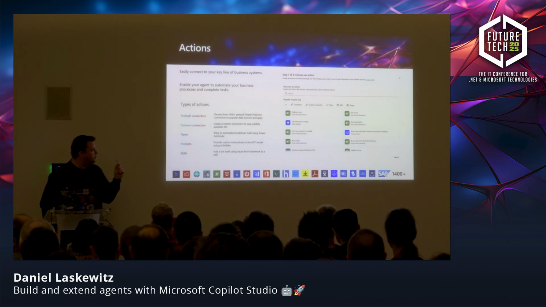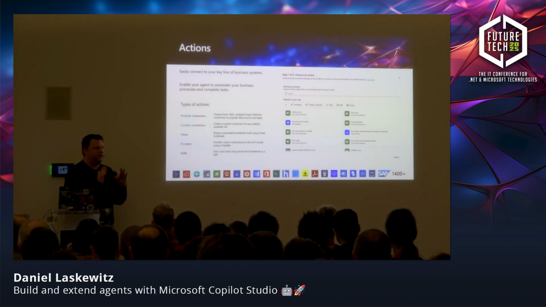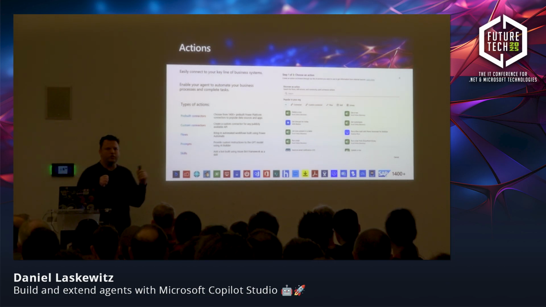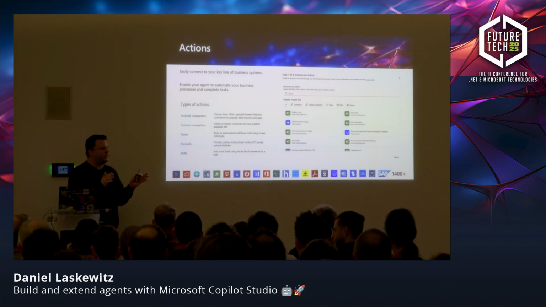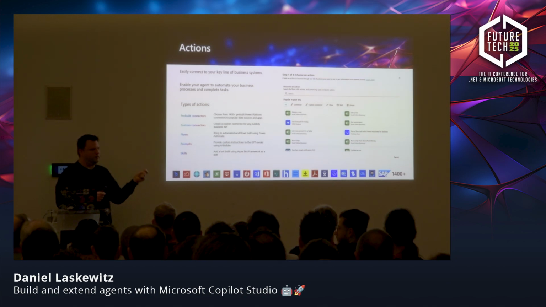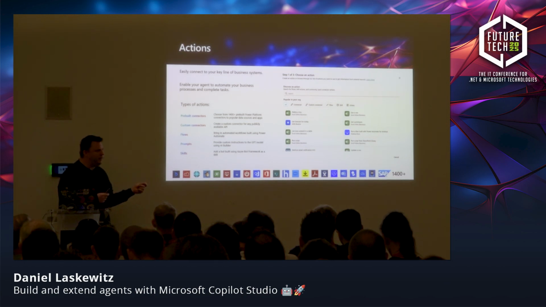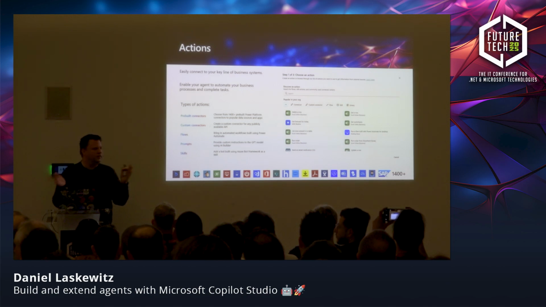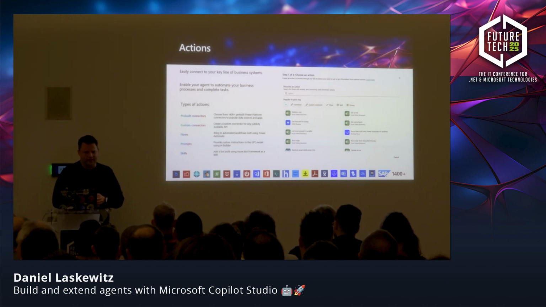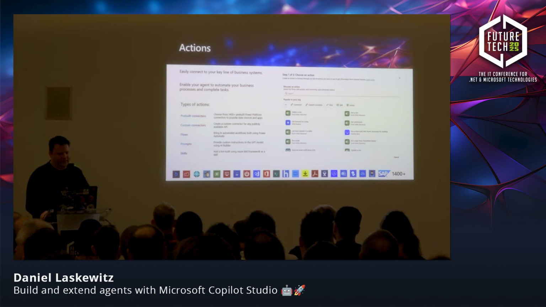Actions are a really cool part because actions are those connectors that I talked about. So there's 1,400 plus connectors. You have all kinds of actions in there. So you can, for instance, send an email with Outlook if you want to, or create a meeting. Those kinds of things are possible. But you can also get data from SAP and maybe create a ticket in ServiceNow. There's tons of possibilities that you have there. And there are a whole bunch of connectors available for you.